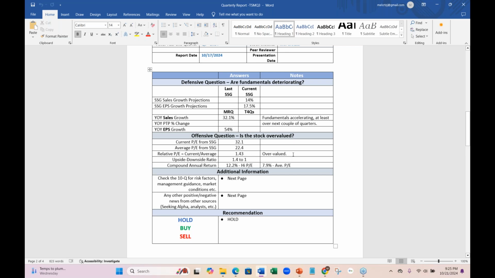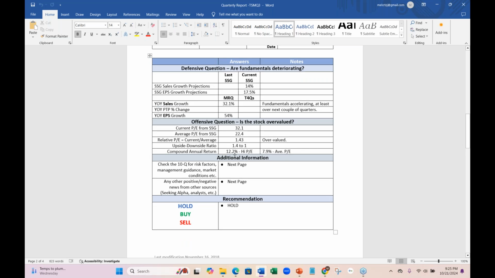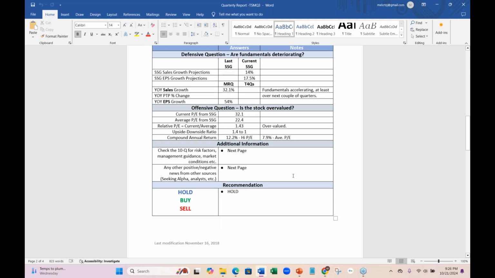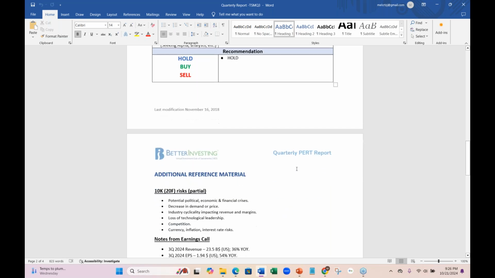I think it hit an all-time high, $200 some cents. Still, it's growing quite well, but even with the high PE, the compound annual growth rate is 12.2% for the high PE, only about 8% for the average PE. I would recommend hold. It's such a small holding. On the other hand, it's growing. I think if any moderation in the market, we definitely should put more money in.